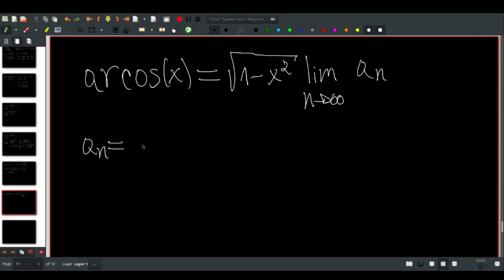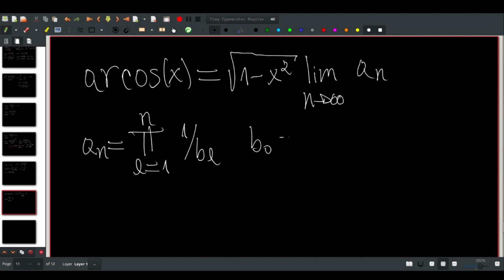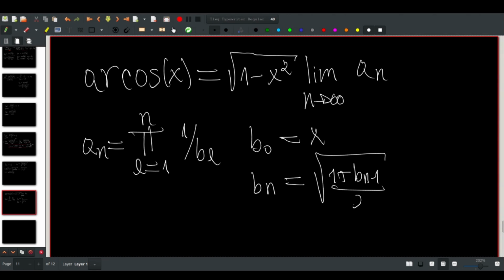Here comes a_n, the product from L equals 1 to n of 1 over B_L, where B_0 is equal to x and B_n is equal to the root of (1 plus B_{n-1}) divided by 2. I just shifted variables. And this is the important formula. So this formula is essentially the formula that does what we wanted.